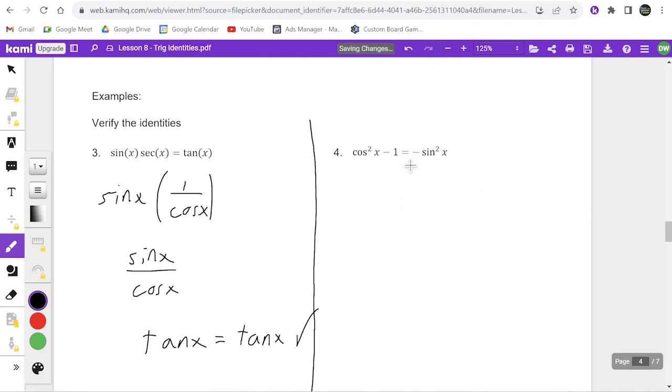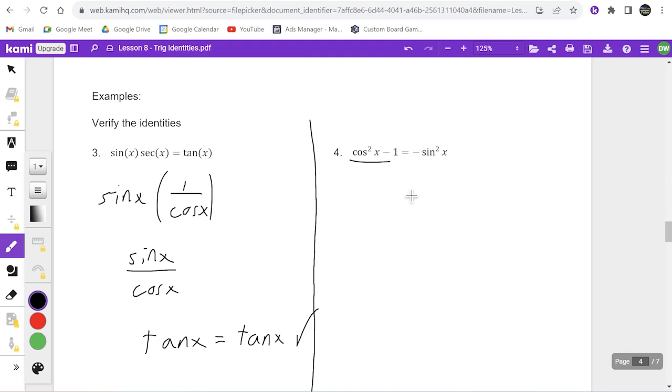Cosine squared x minus 1 equals negative sine squared x, and we have to prove that these two are equal to each other. First, I want to start with the harder side to solve. I would say this side looks more complicated, so start with that one. Then I ask myself, well, break it up into sine and cosine, which it already is. Everything here is in sine and cosine already, so I don't have to do anything.